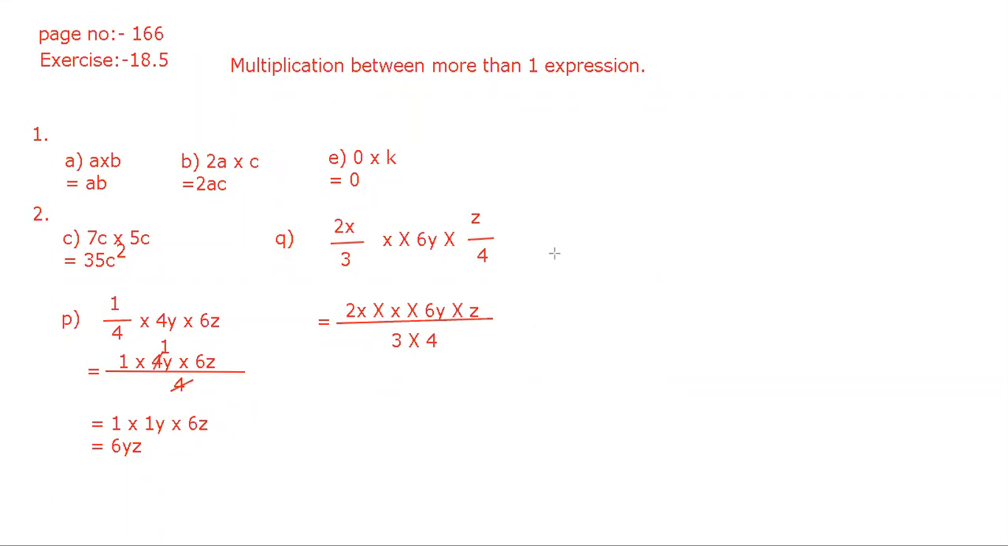2 multiply x. Okay, look here. Now we can cut the numerator and denominator. 3 and 6 can be cut: 3 ones are 3, 3 twos are 6, so here is 2 now. Now here is 4 and 2, and we can cut this also: 2 ones are 2, 2 twos are 4. Again, this 2 and this upper 2 can be cut. You can do it in another way also.